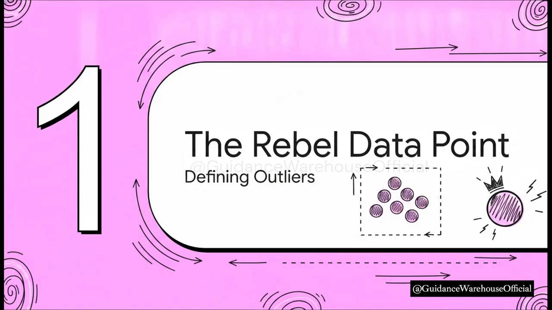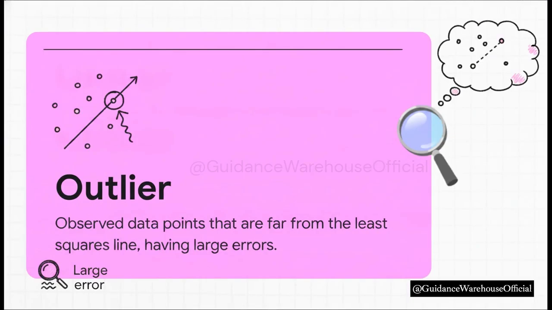Section 1. The rebel data point. Okay, let's dive right in by defining what makes a data point a rebel in the statistical world. We toss the word outlier around a lot, right? But in statistics, it actually has a really strict, specific definition. An outlier is an observed data point that's way far off from the least squares line, the line of best fit, and it creates a really large error.